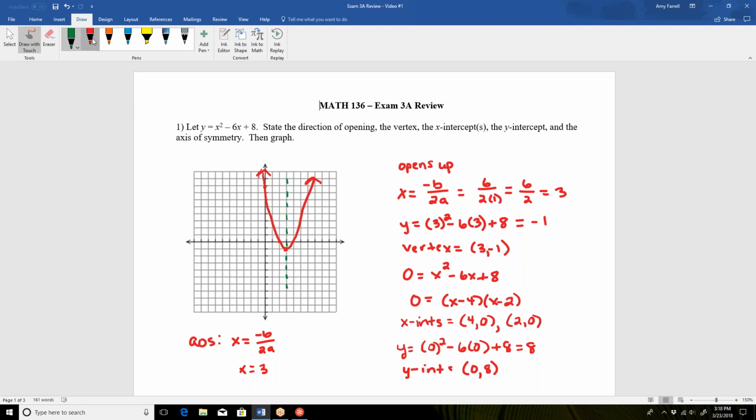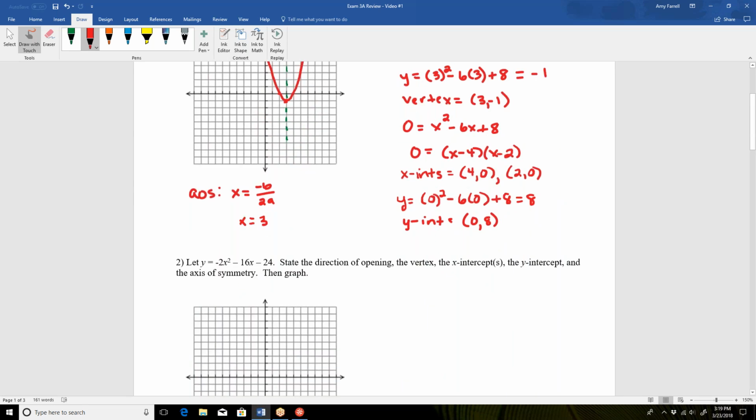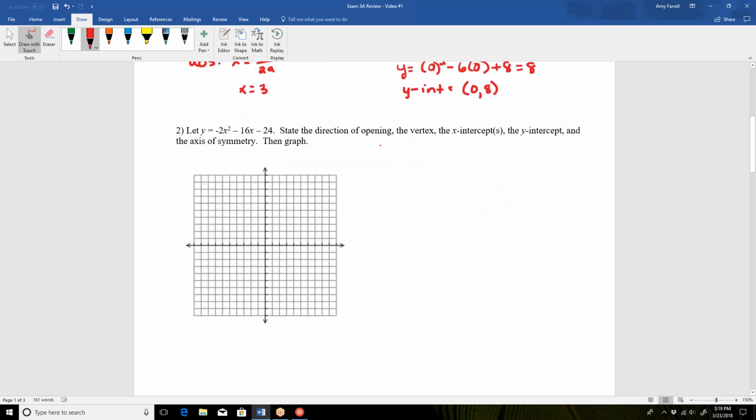Okay, well, let's see another one now. Okay, this one opens down. I can tell that right away just by looking at the equation because my leading coefficient is -2. A negative leading coefficient means your parabola will open down.